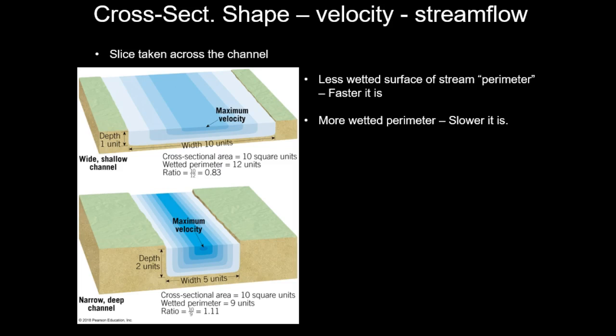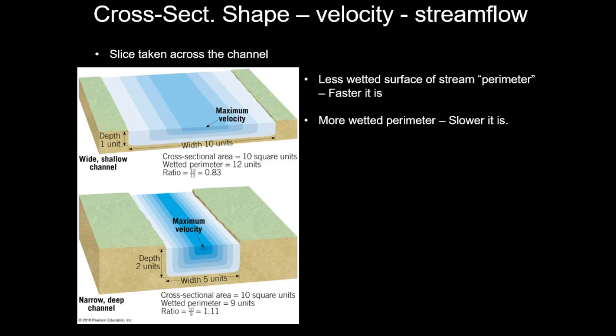So, typically speaking, a stream will flow faster if the width and the depth are nearly the same, rather than if the width is very large and the depth is very small, or the other way around, where the depth is very large and the width is very small. This second case is not very common in nature, but theoretically it could happen.